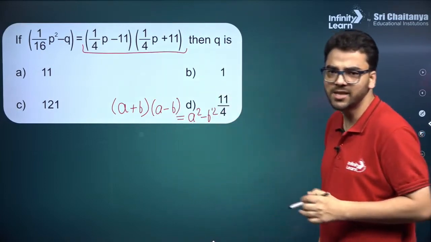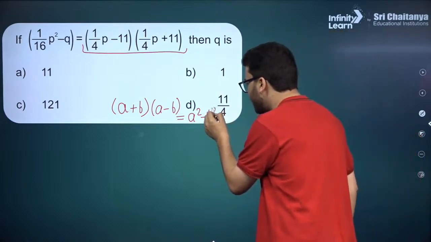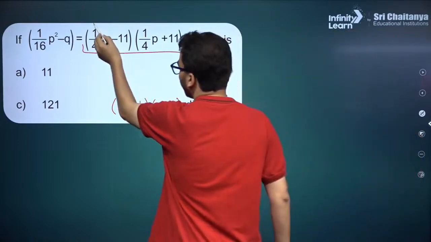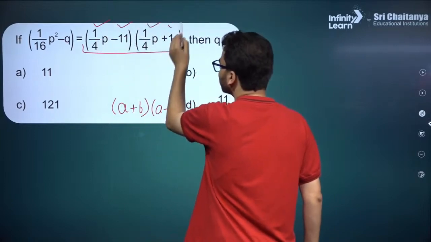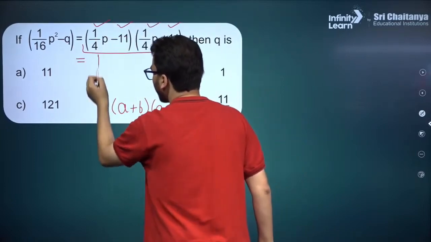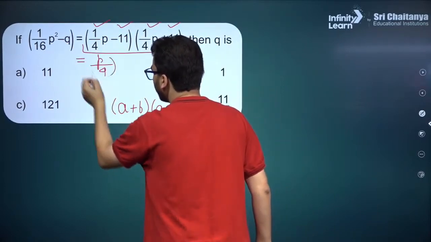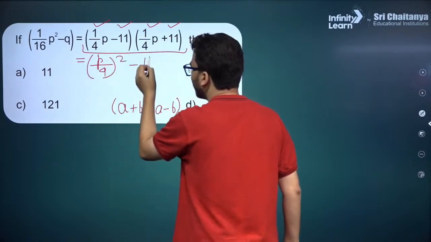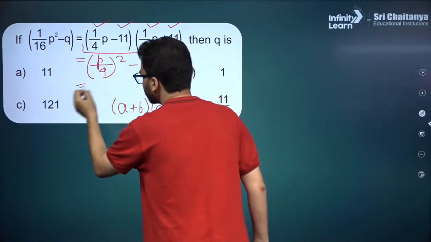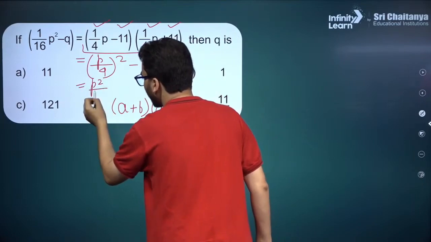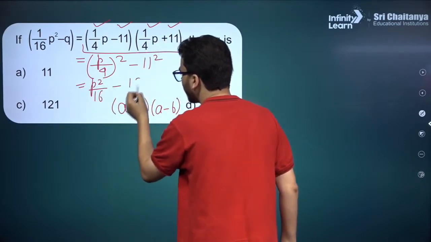You know this algebraic identity. It's a very simple identity. So you see this is of the form a minus b, a plus b. So it has to be a square minus b square. So p by 4 the whole square minus 11 square, right? So you see this will come out to be equal to p square upon 16 minus 121.